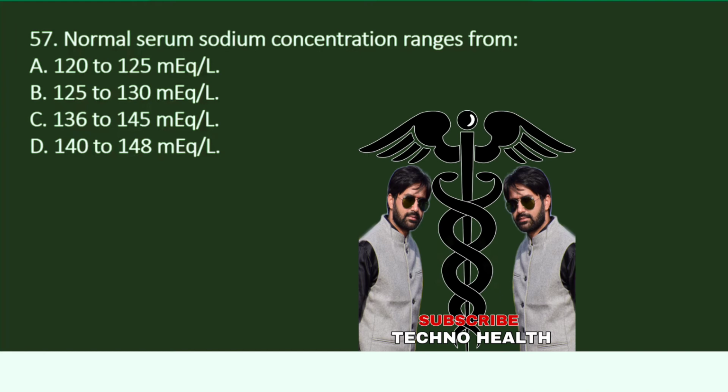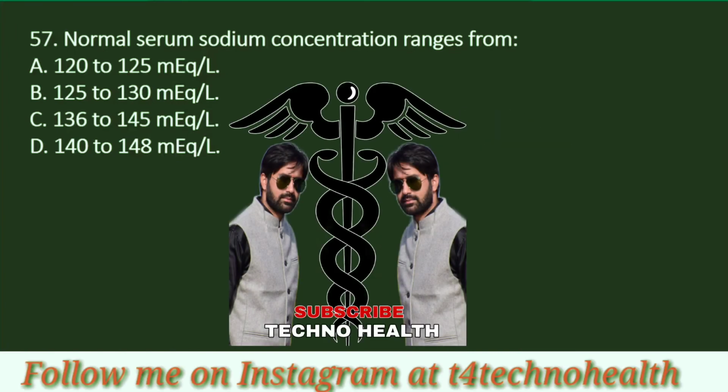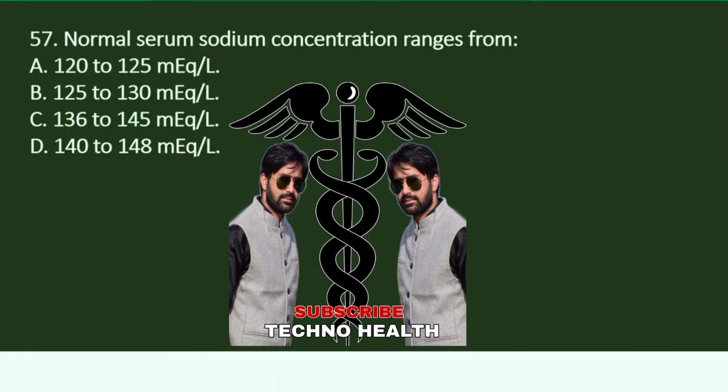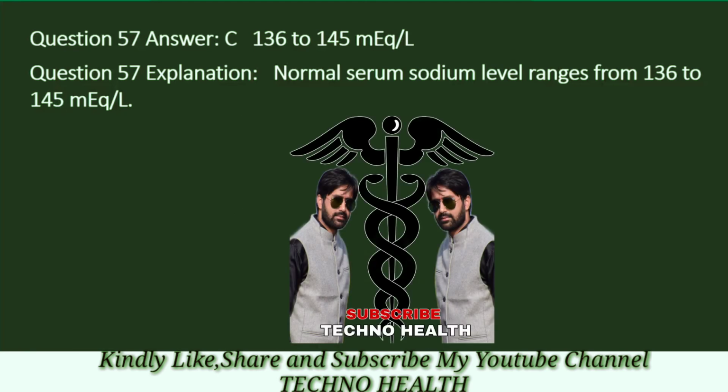Question 57. Normal serum sodium concentration ranges from A. 120 to 125 mg/L, B. 125 to 130 mg/L, C. 136 to 145 mg/L, D. 140 to 148 mg/L. Question 57. Answer: C. 136 to 145 mg/L. Question 57. Explanation: normal serum sodium level ranges from 136 to 145 mg/L.